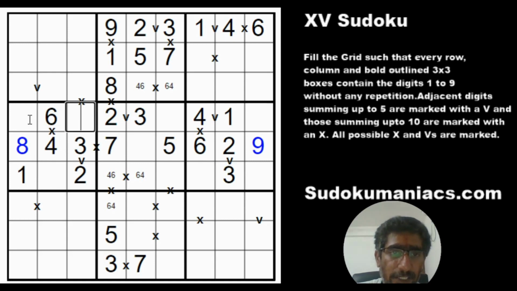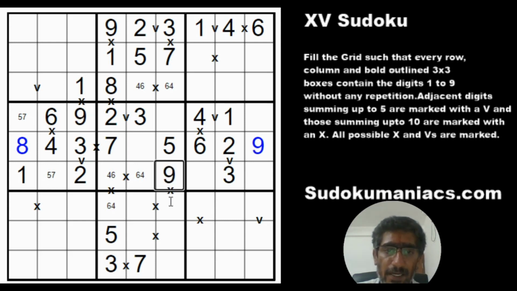So the missing digits in this box are, well, I have 1, 2, 3, 4, 5, 7 and 9. Now with this X, I cannot have a 5 here. I also cannot have a 7 because that would make these 2 digits add up to 10. So this has to be a 9 and a 1. So this becomes a 5, 7 and a 5, 7. And by classic rules, 9 with an X, 1 and a 9. This again is a 1 because of the classic rules, 8.